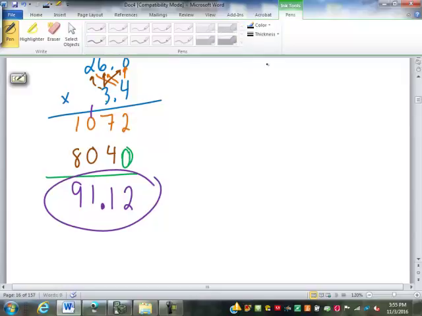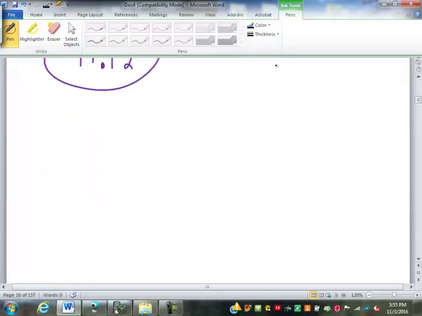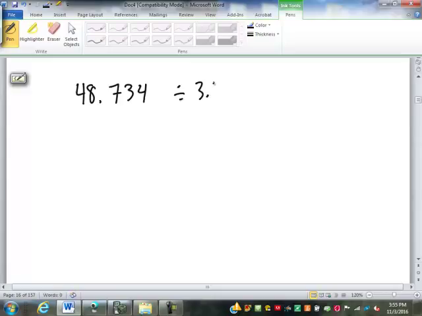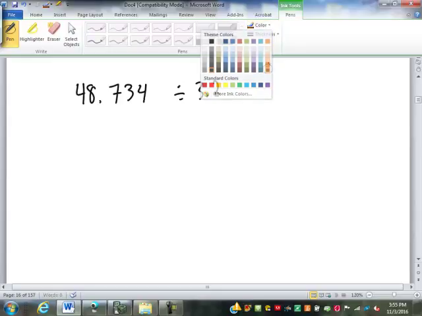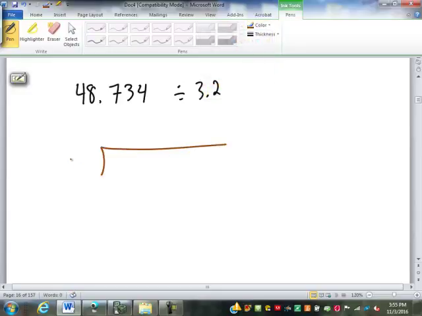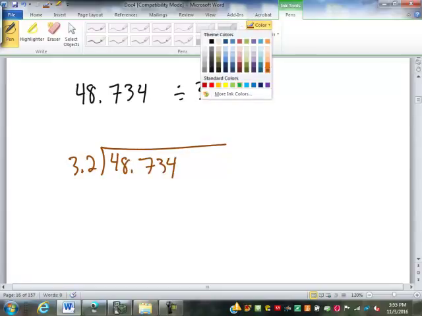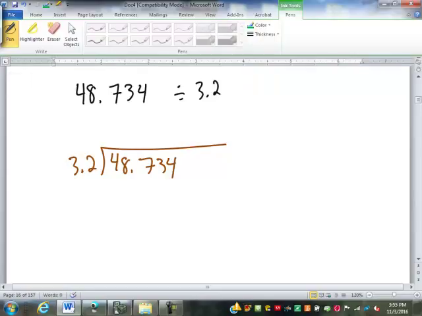Dividing decimals is a little bit more tricky. I have 48.734 divided by 3.2. Now, of course, we'll set it up like this to do long division. But how do we divide by a decimal? Well, the answer is we try not to. What have you always been taught to do?